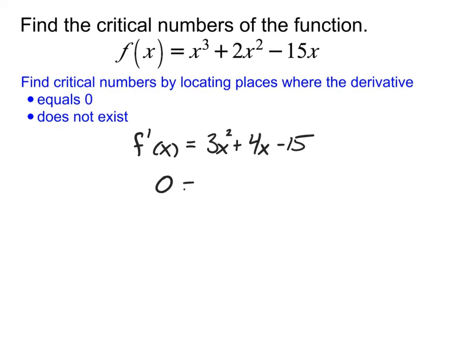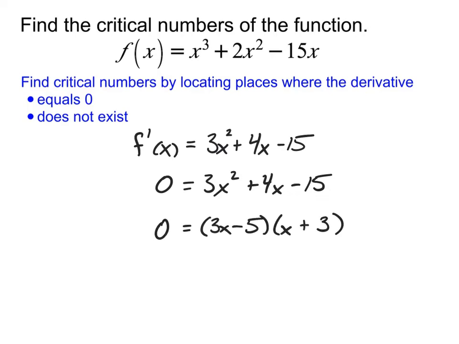So I'm going to set the derivative then equal to 0. And then once I've done that, then we solve it. And seeing as how I'm looking at a quadratic here, I'm going to want to solve this by factoring. And thankfully it is factorable, so we don't have to resort to the quadratic formula. And now that I've factored it, I can say what x would actually equal here. So x would equal 5/3 and -3. Those would then be my critical numbers.